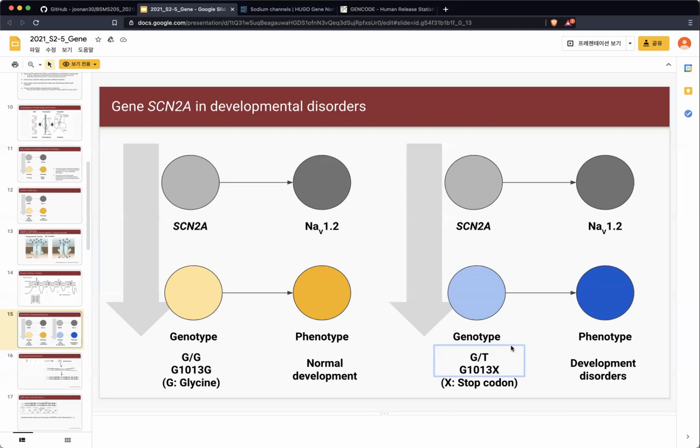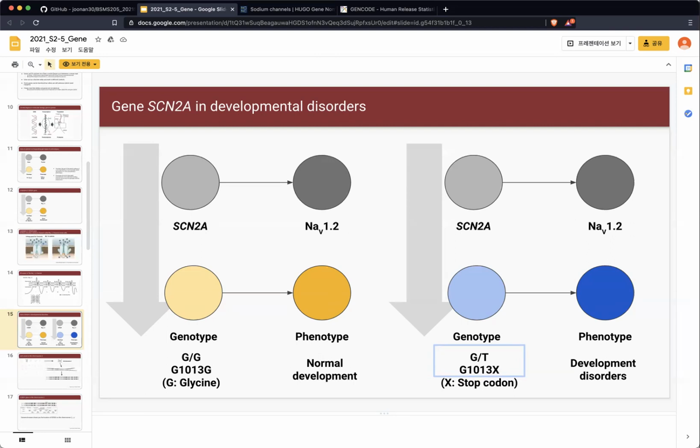If you're not clear about this explanation, please leave your questions on the Zoom channel. Okay, so a question from Saren: what types of developmental disorder does the GT genotype result in?